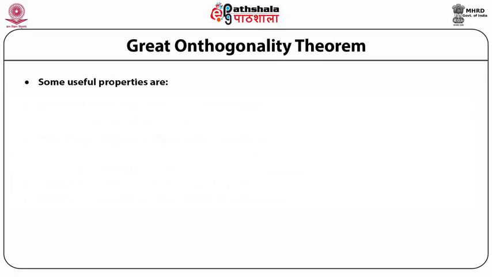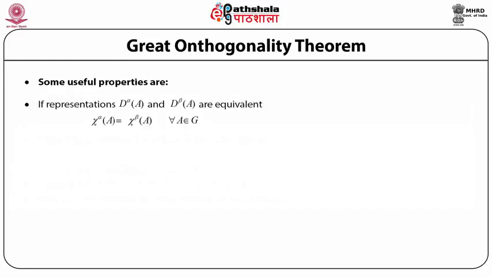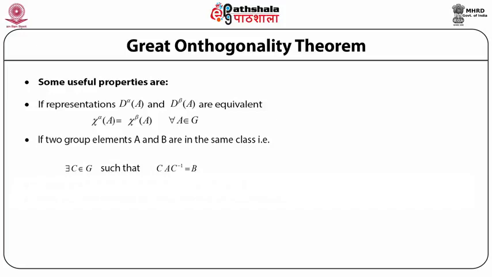The first property is this: if representations D alpha(A) and D beta(A) are equivalent, then their characters are equal. That is, chi alpha(A) is equal to chi beta(A) for all elements A belonging to group G. Secondly, if two group elements A and B are in the same class, what does it mean? It means that there exists an element C belonging to G such that C A C inverse is equal to B. One element can be obtained from the other element by a similarity transformation.